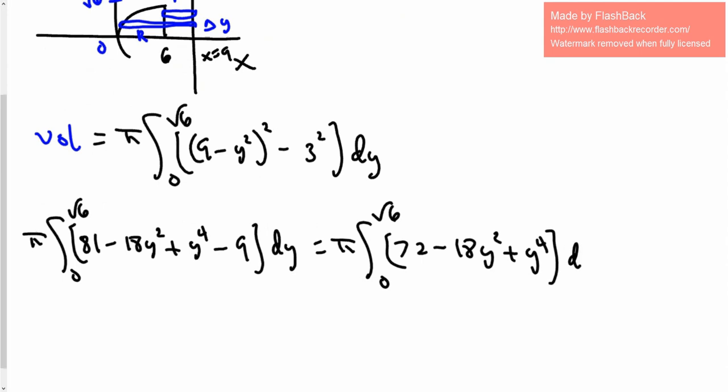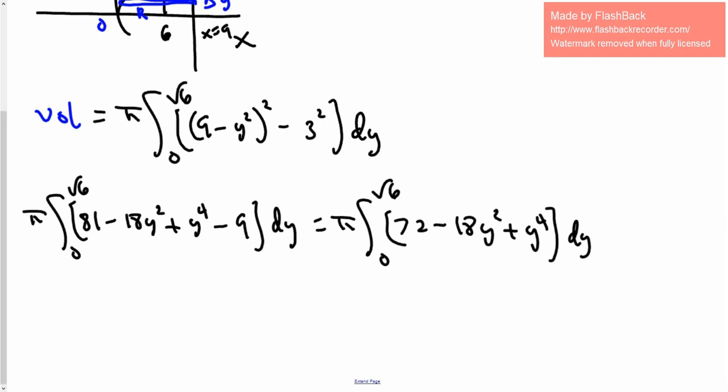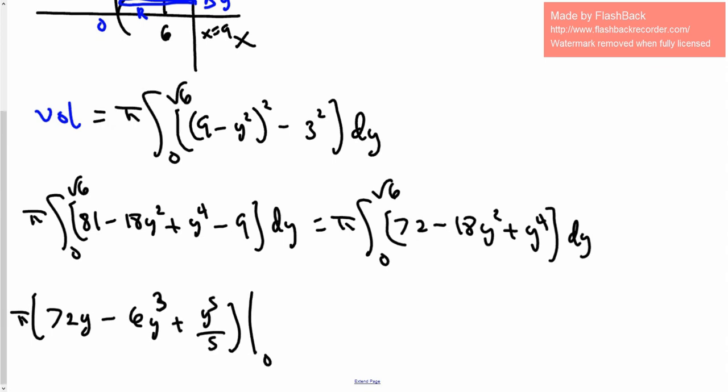Have mercy. So we integrate. So put the pi there in front. 72y minus 18y to the third divided by 3, we get 6y to the third, plus y to the fifth all over 5. Let's evaluate it from 0 to the square root of 6.